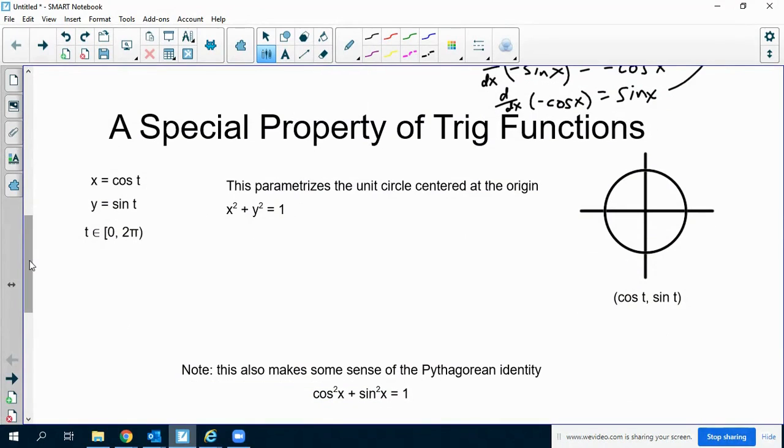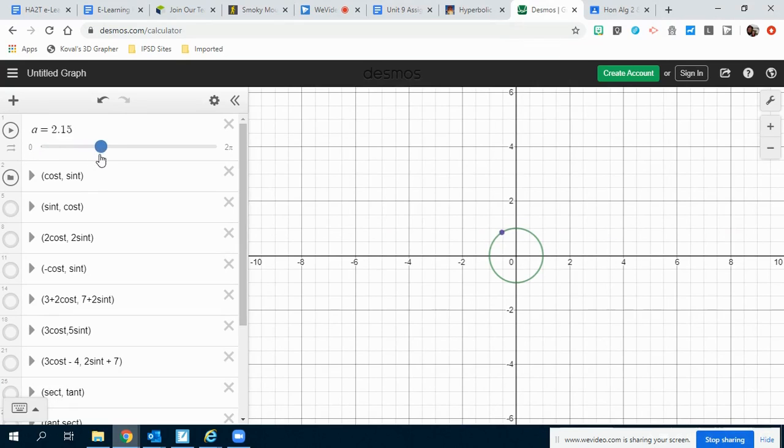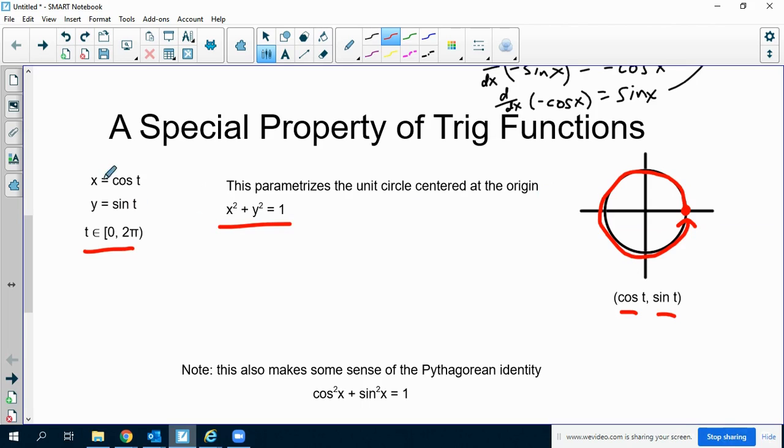One of the special properties of trig functions that we have talked about, but I don't know if we've really focused on it too much, is that if I have a parameterization cosine comma sine, and t goes from 0 to 2 pi, I start here, and then that takes me and traces the entire circle. So that actually traces the unit circle x squared plus y squared equals 1. So that is centered at the origin. This is something that we have talked about in the past.